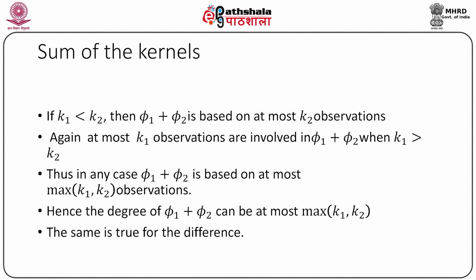So we can easily generalize to a number of kernels. Suppose we have s kernels phi1, phi2, ..., phis with degrees k1, k2, ..., ks. Then the degree of the summation over i from 1 to s of phi i, that is, the sum of the kernels, cannot exceed the maximum value of k1, k2, ..., ks, that is, the maximum of the individual degrees.